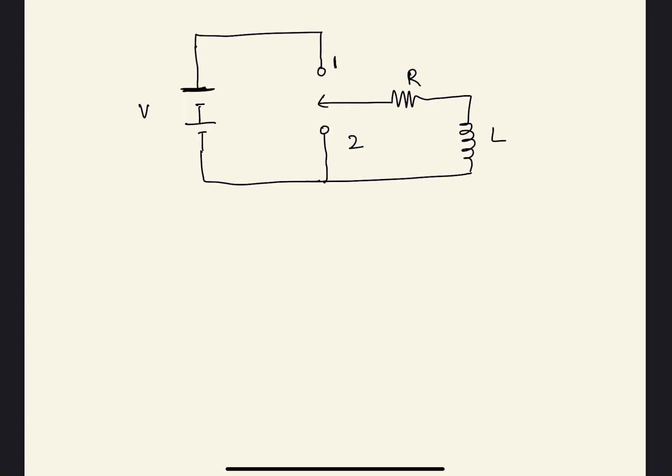And at t equal to 0, what is happening? The switch is being turned from 2 to 1. Okay, so I'm turning the switch from position 2 to position 1 like this. So in this case, what is happening?